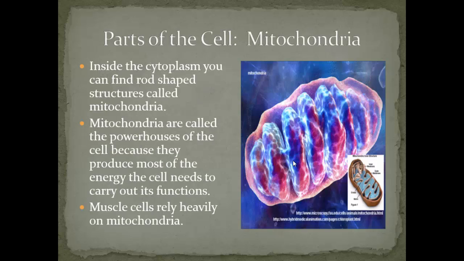The mitochondria is the powerhouse of the cell. A process called cellular respiration occurs in the mitochondria. It's got an outer layer and an inner. Well, it's got like two inner layers, right? So the mitochondria gives the power to the cell, and muscle cells rely heavily on mitochondria.